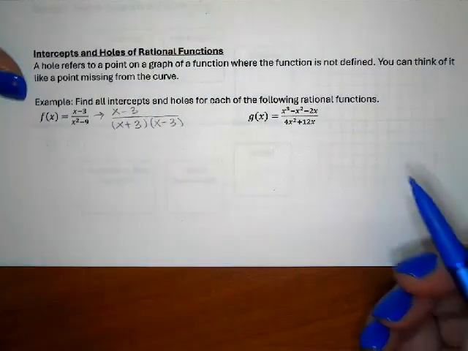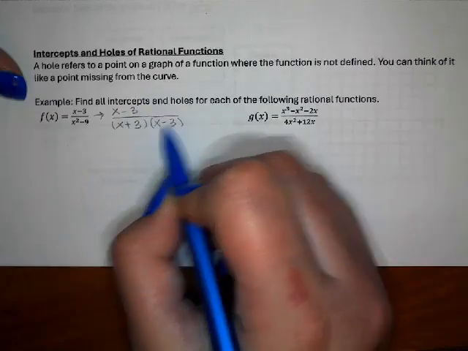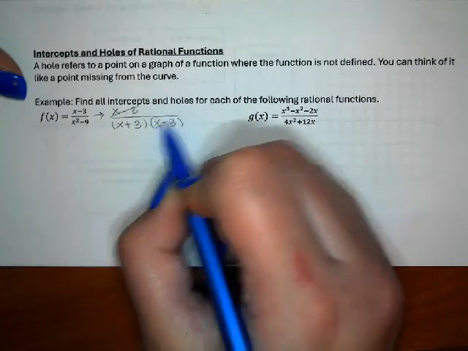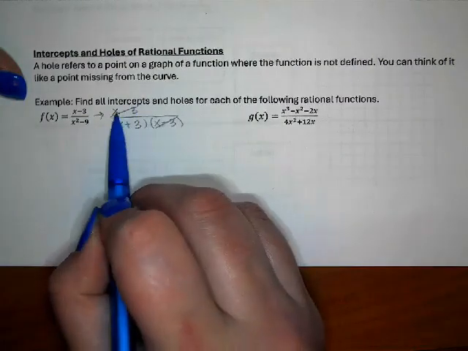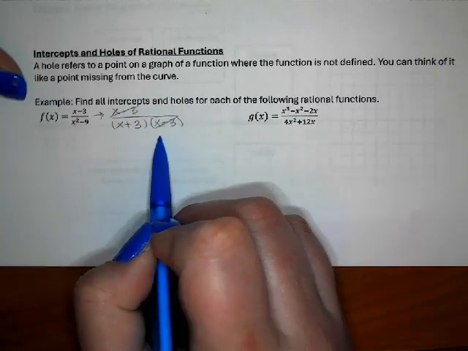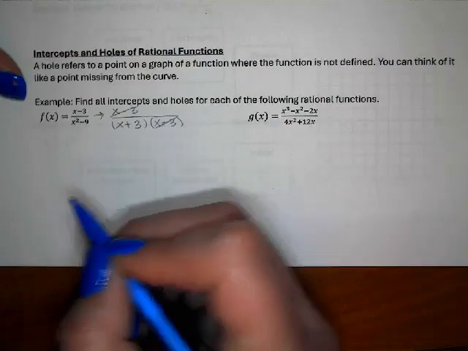And the hole of a function is where the function is not defined. And so x minus 3 over x minus 3 is going to be where the function is not defined, because if we were to plug in positive 3, we would get 3 minus 3, which would give us 0 over 0. And 0 over 0 isn't a number. That doesn't work. You can't do that.